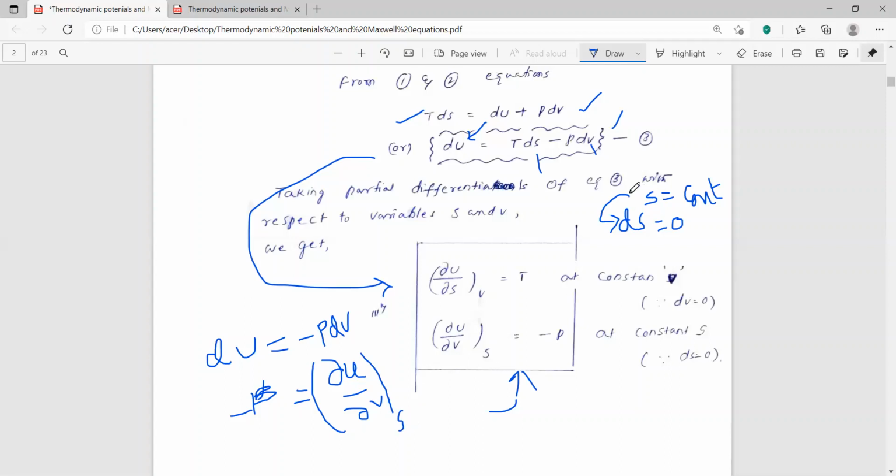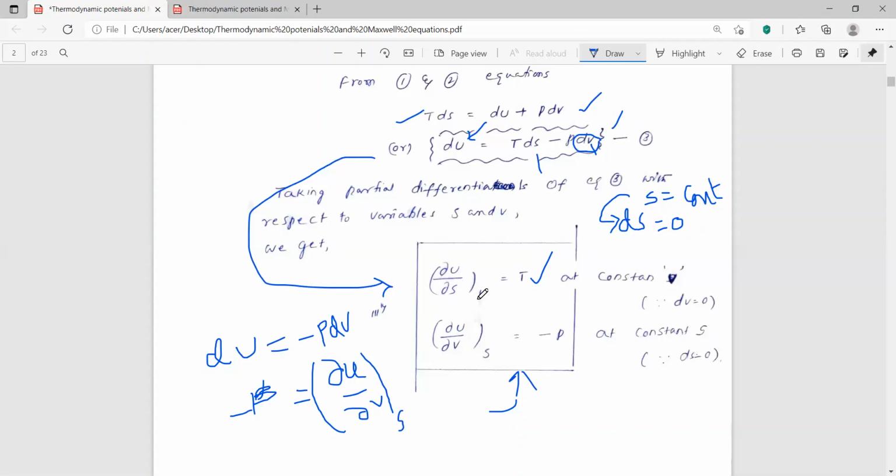As you are taking entropy as a constant, you should read it as ∂U/∂V at S. Similarly, in the same manner, if you take the volume of the system as a constant, then dV becomes 0. Then what equation can you write from equation number 3? dU equal to TdS, and this term becomes 0. Now from this, T can be written as ∂U/∂S at V. Why do we write at V? Because we are taking volume as constant. So T equal to ∂U/∂S at V.